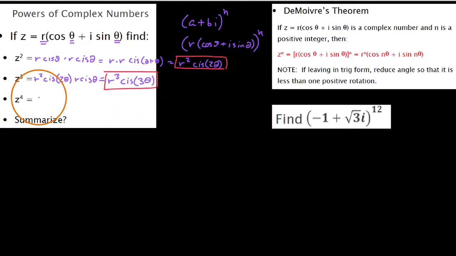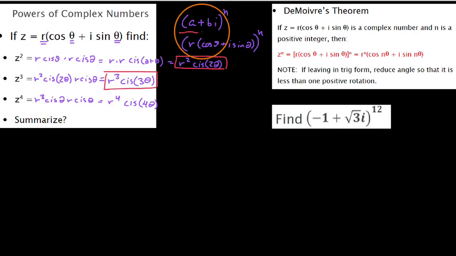We take that number, and if we multiply it again by another r CIS theta, we get this kind of pattern, where when we take a complex number in trigonometric form to a power, each time we're adding on another factor of r in the front and another angle theta in the argument.